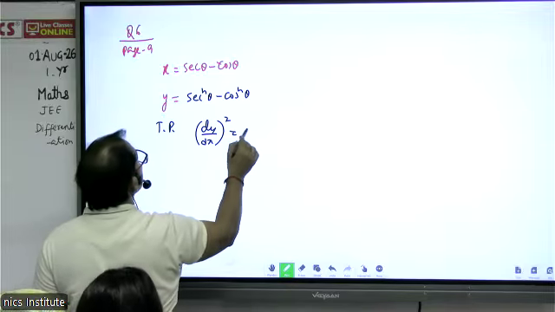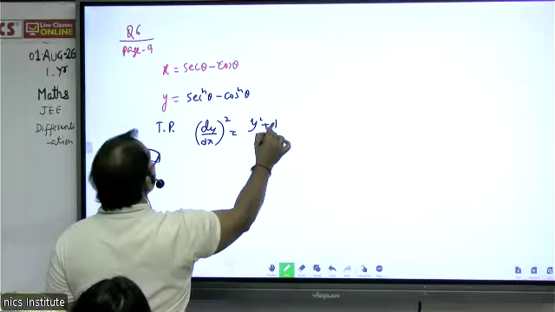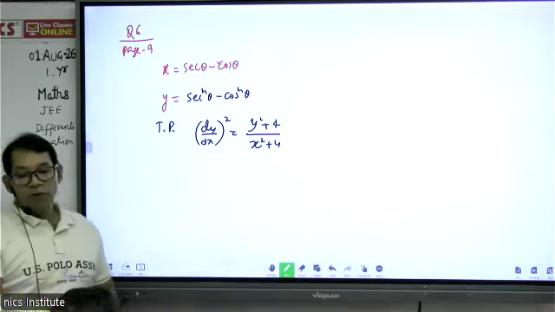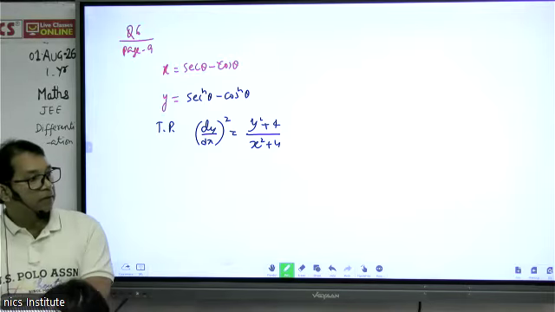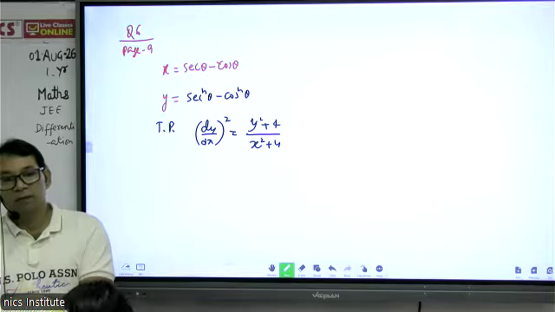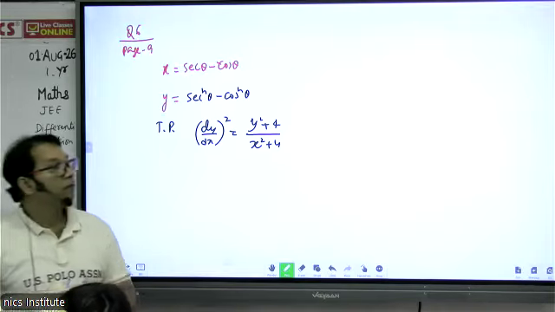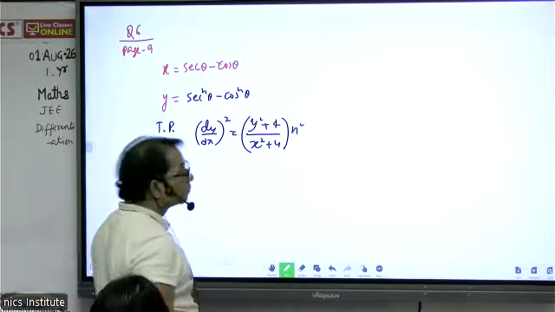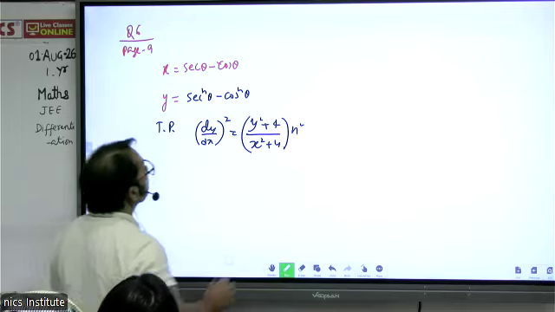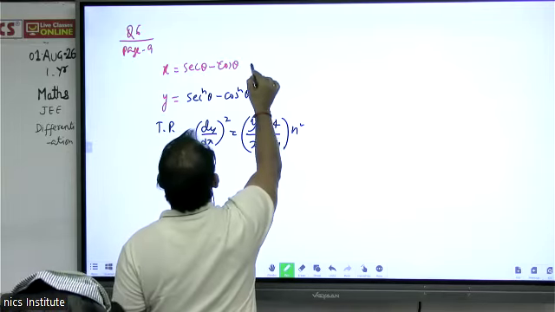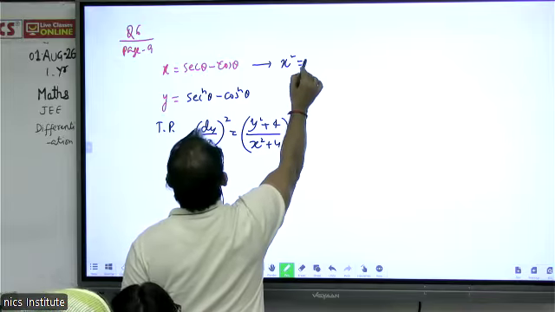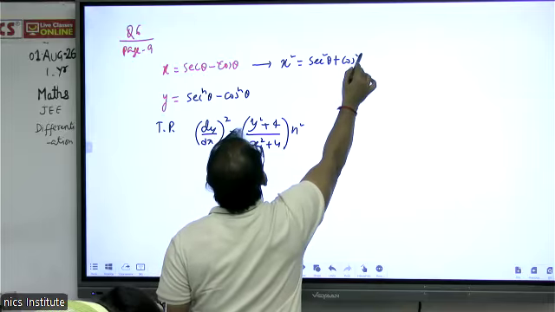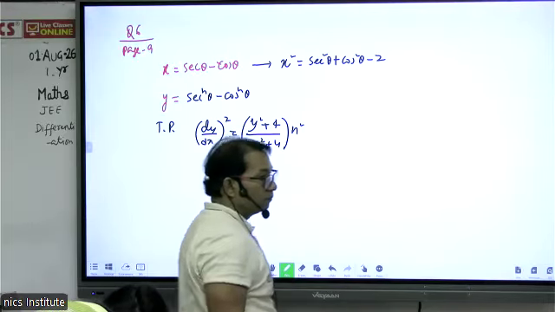you can say this also, no? Same thing. We have to show that dy by dx whole square is x square. Right side. Okay. This is what we are supposed to show. So can we simplify a little bit the right side? If I square both the sides, I'll get sec square theta plus cos square theta minus 2. Is it okay?